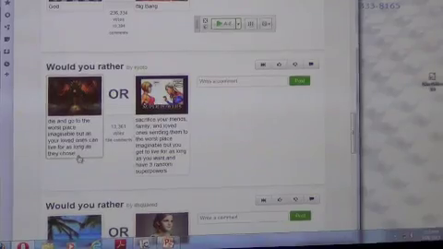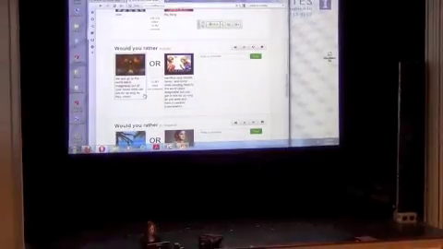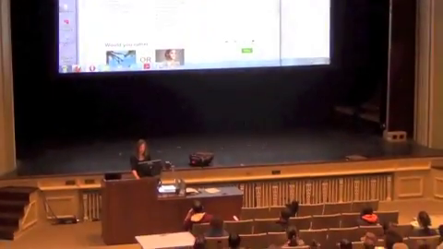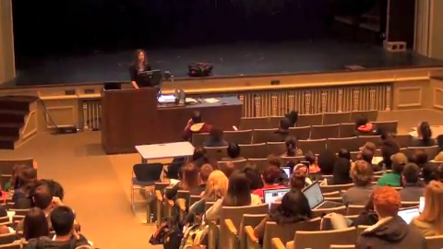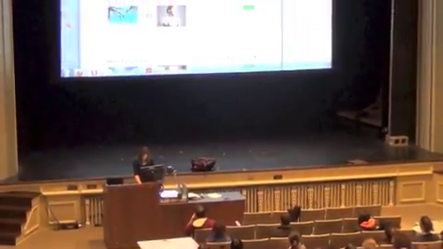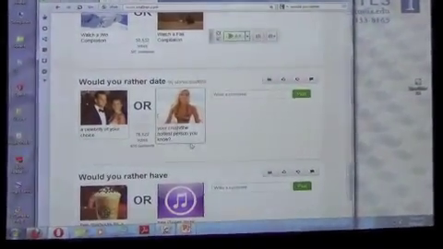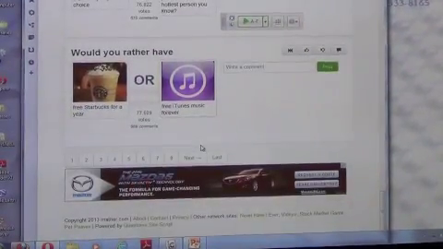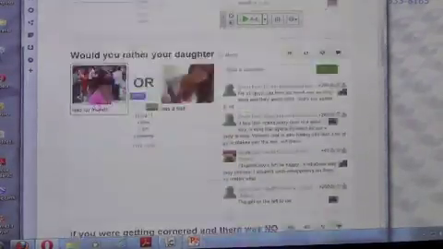Die and go to the worst place imaginable, but all your loved ones can live for as long as they choose, or sacrifice your friends, family, and loved ones, sending them to the worst place imaginable, but you get to live for as long as you want. This is what you want? I think we're too conflicted. We're going to do this another day.